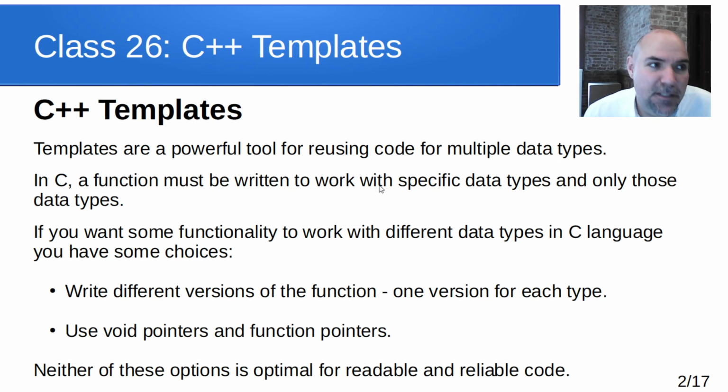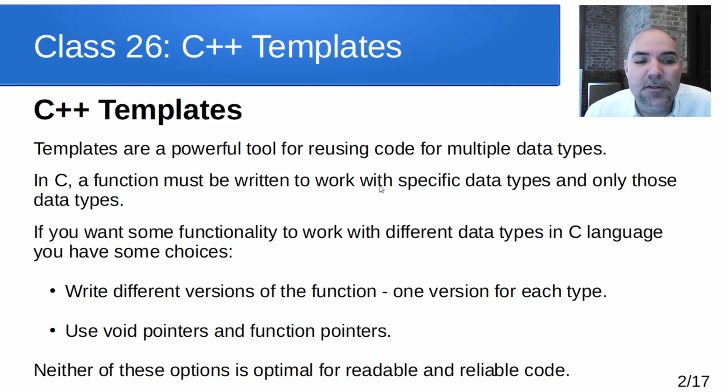And in C, we don't have anything like that. In C, a function has to be written to work for a specific type and only those data types. For example, when you create a function in C, you give the function a parameter list and a return type, and the return type has to be something like int or float, or it could be a pointer of some sort, like a character pointer. It could be a structure, but in all of those cases, that return type has to be some sort of fixed type. It can't change.